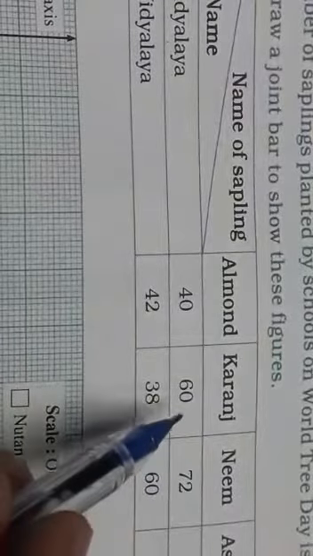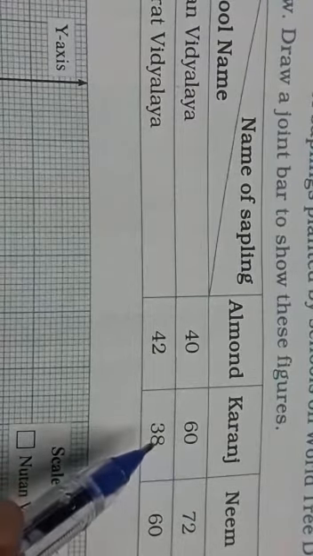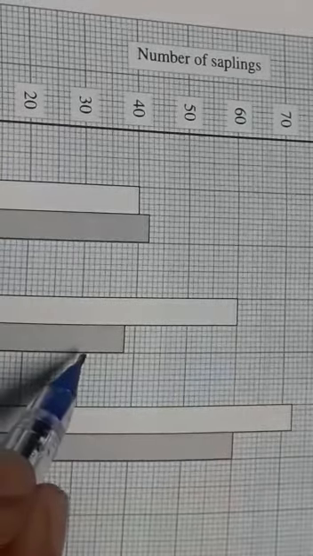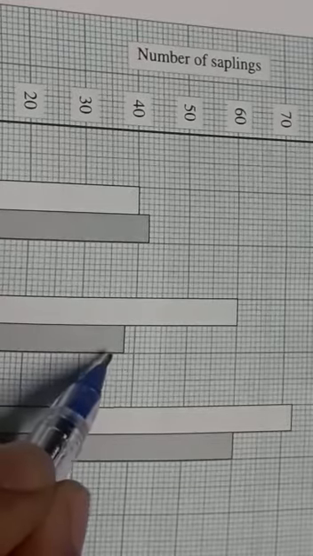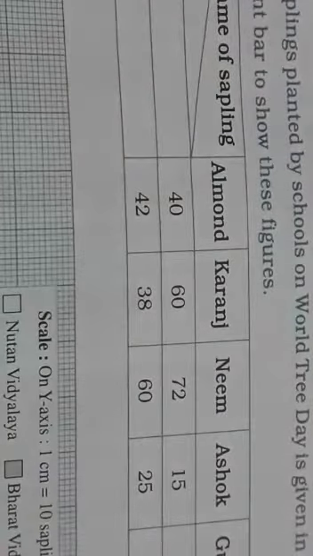Same thing, Karanj we will see, that is 60 and 38. So 60 will be the plain bar, and 38 will be the shaded bar. So let's see. Karanj 60 is there, right? Up to 60 they have taken, and 38, as you can see here, 30, 31, 32, 33, 34, 35, 36, 37 and 38. Like this you have to draw 38. Same way you will do Neem, Ashok and Gulmohar.